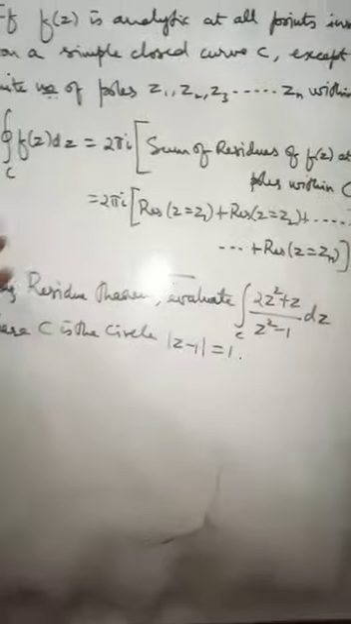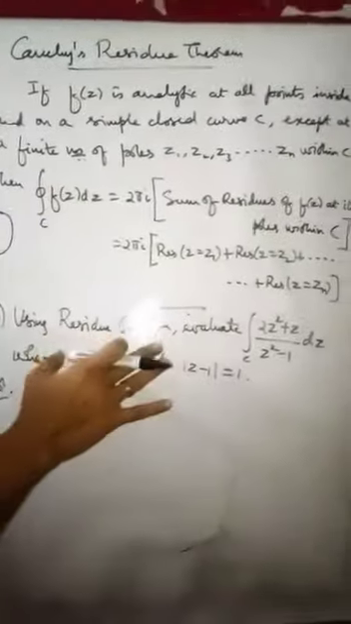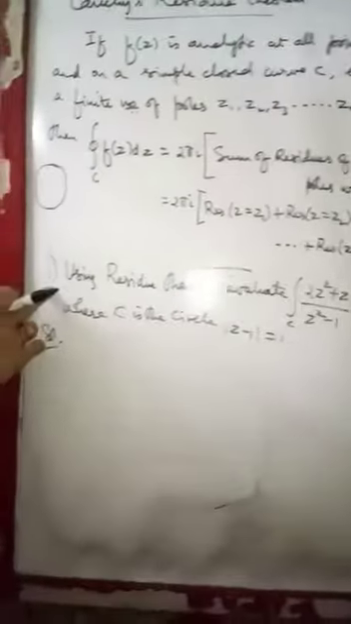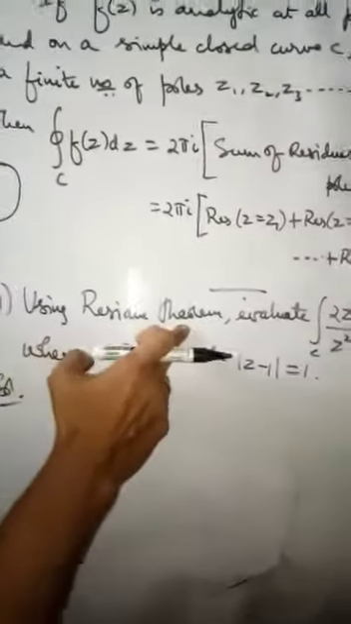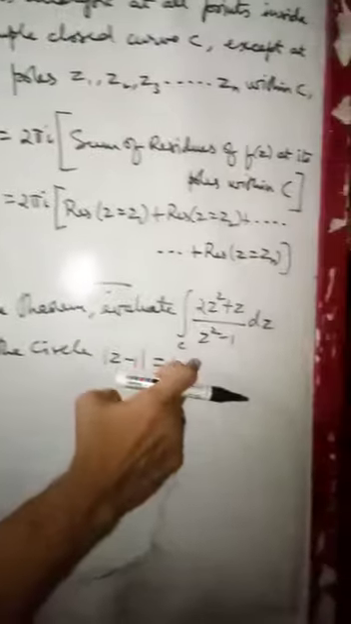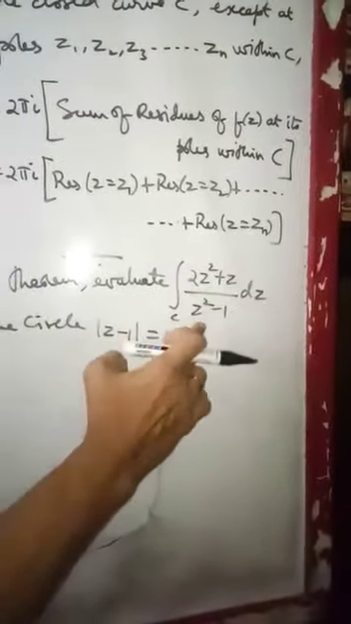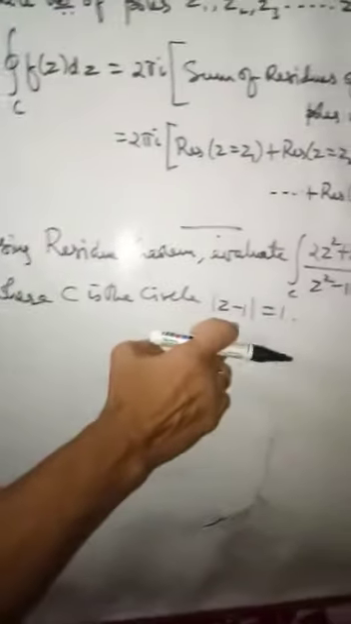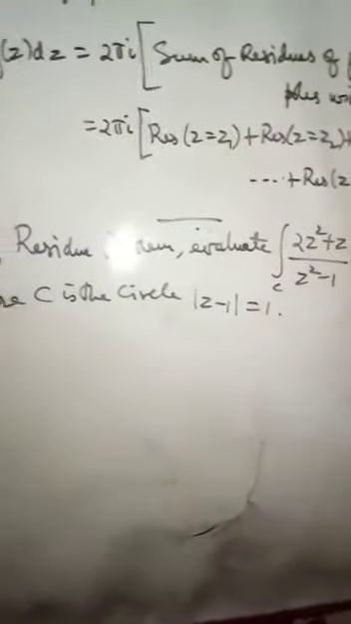Okay, statement. So proof is not necessary. So we have to do the problems. Using the statement we have to do the problems. So see the first problem. Using residue theorem, evaluate integral over C of (2z square plus z) by (z square minus 1) dz, where C is a circle mod z minus 1 equal to 1.